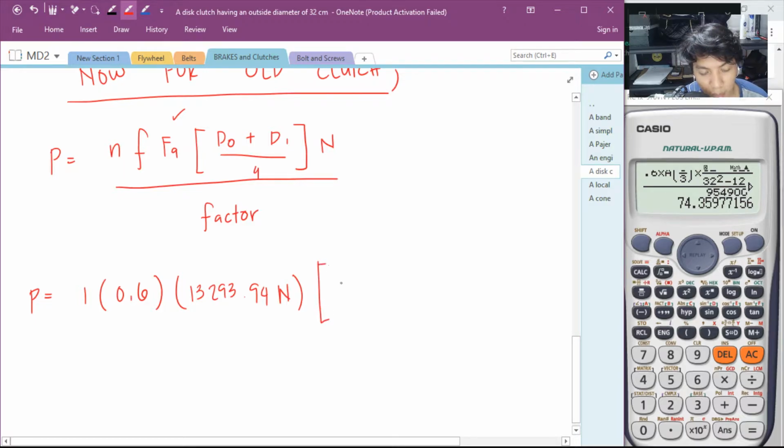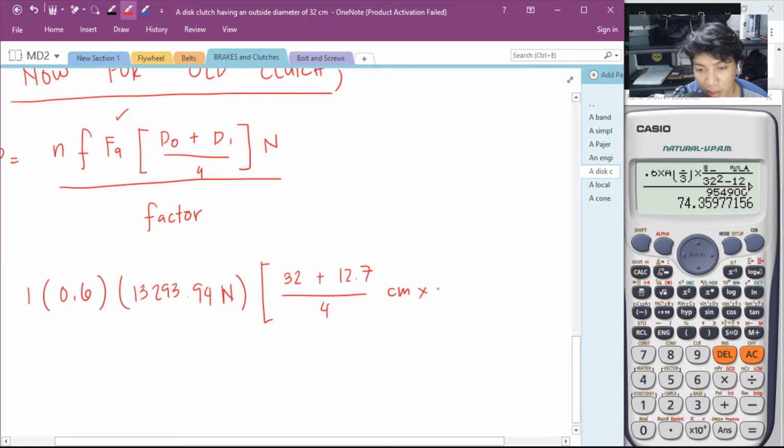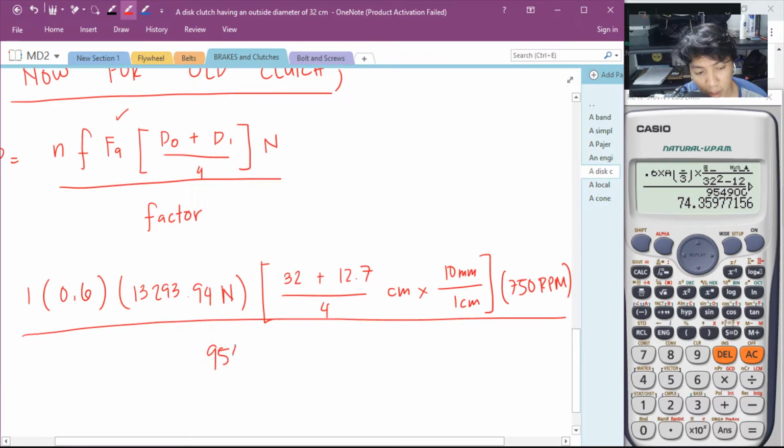Tapos, 32 plus 12.7 divided by 4. Kaya lang ito naka-cm. Multiply na natin ang buo yan. You have 10 mm in every cm. And then multiply it to 750 rpm. All in all, divide mo ng factor ng 9549123 Newton millimeter RPM per kilowatt. So, ang lalabas din kilowatts.